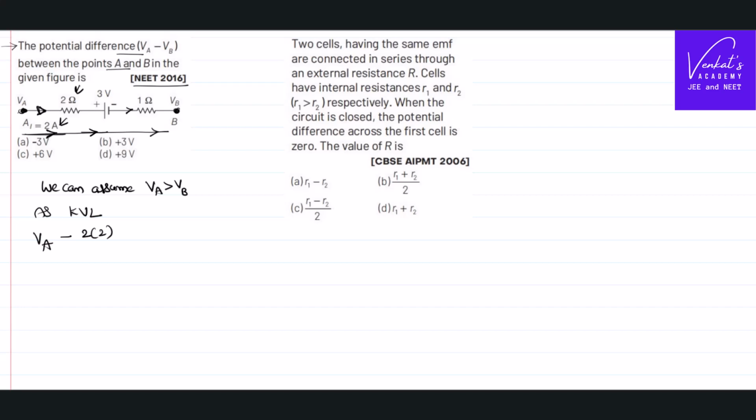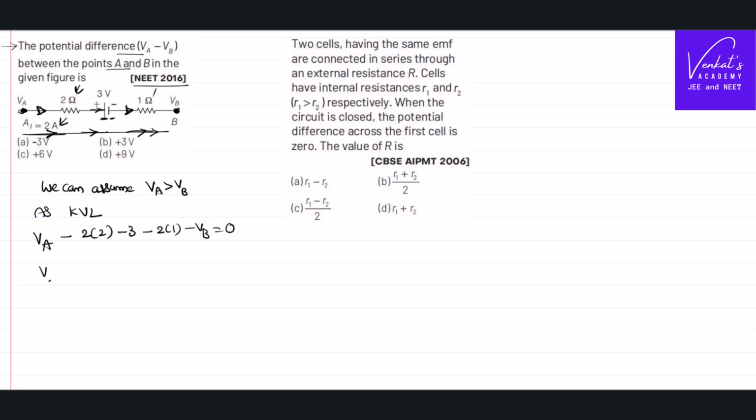While we are going, we are facing first the positive plate of the battery, then the negative plate of the battery. That EMF is negative as per the sign convention. Here also we are going in the same direction in which the current is passing. So that potential drop is also negative. Minus IR, I is 2, R is 1 here. Minus VB equal to 0 in a closed circuit.